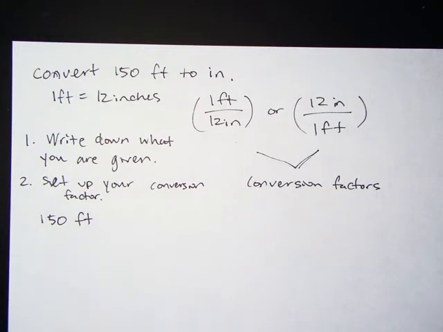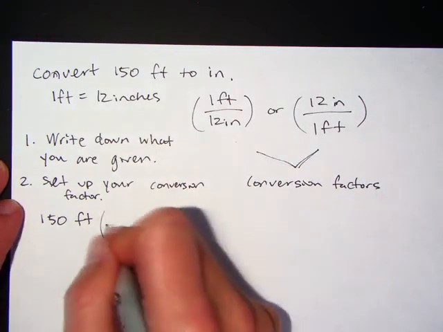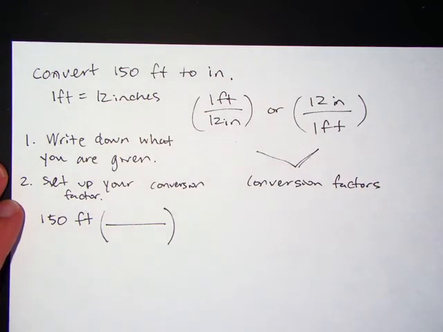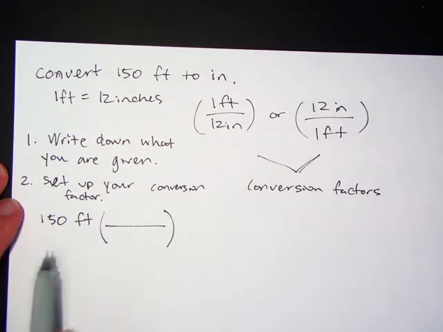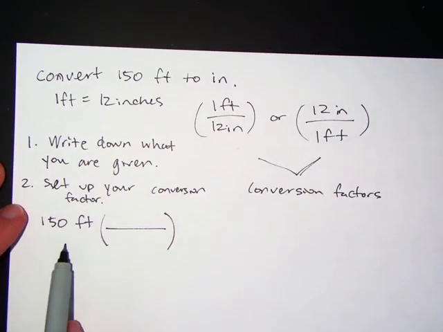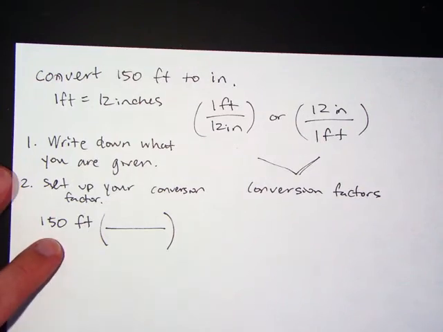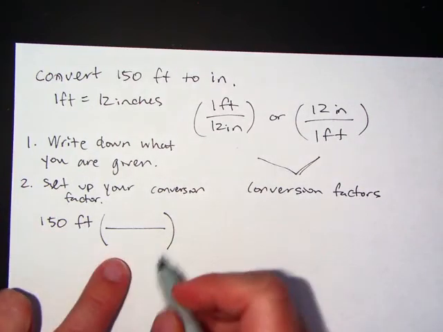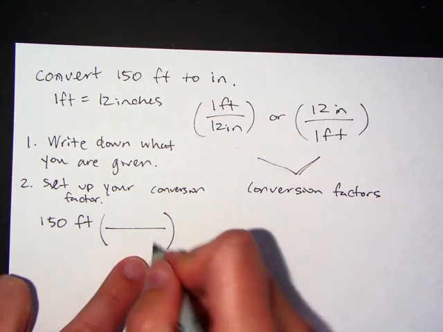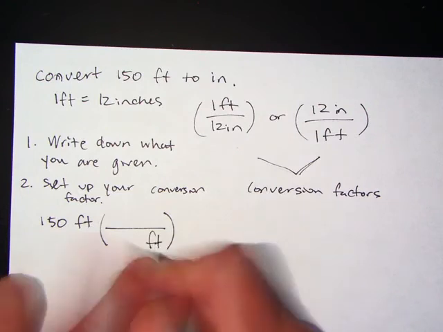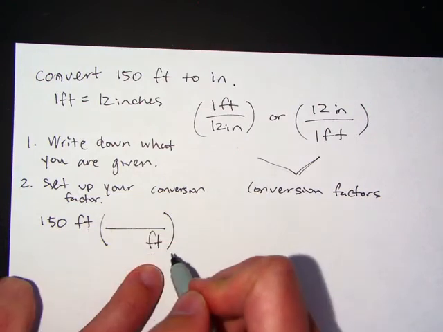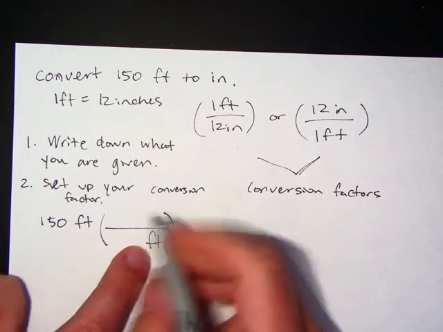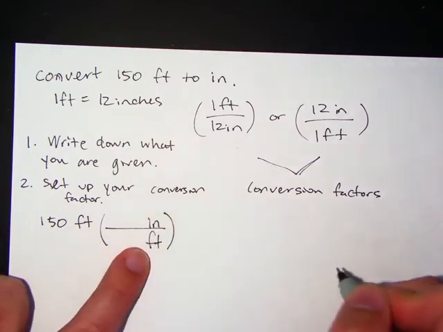Setting up is really simple. You set up your parentheses first. Looks like that always. Sort of imagine the 150 over 1, and then that means that it's going to be on top, so it's sort of skewed a little bit. And then you want feet to cancel out, so you put feet down here, because that unit's going to cancel. So feet are going to go on bottom from the feet that are on top where you start. And you want inches on top, because you want your answer in inches.